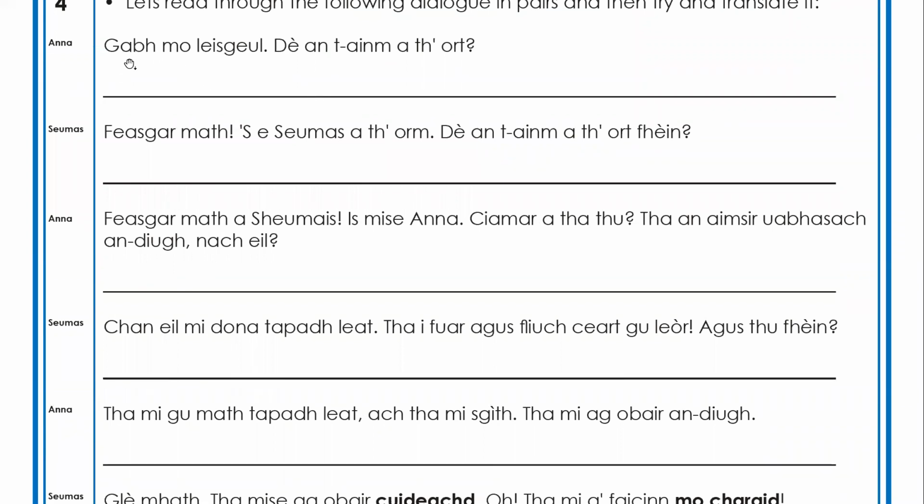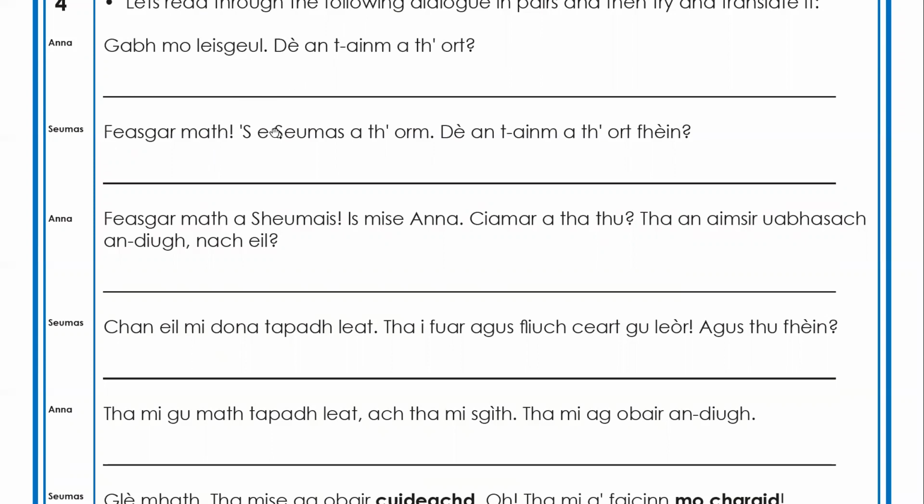So first of all, Anna says, Gav Moleskel, Jay and Hanum aha orst. And aha orst is often abbreviated here, as you'll see with the apostrophe, just because there's vowels coming together. So this is run together. We saw this in lesson two. Excuse me, what's your name?